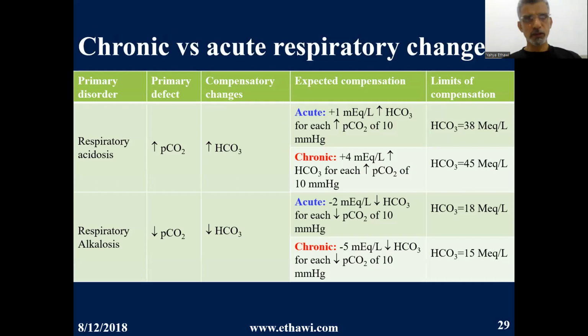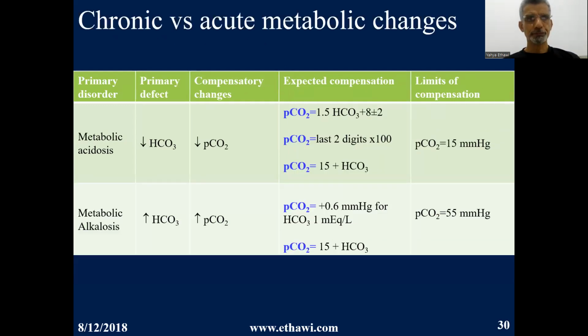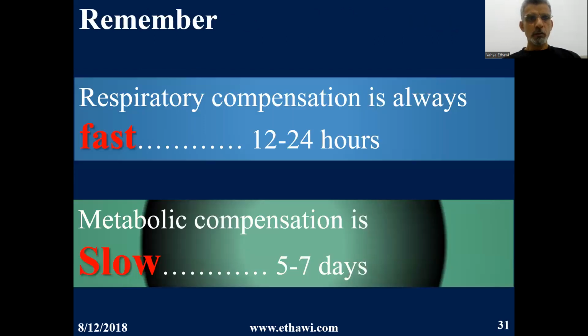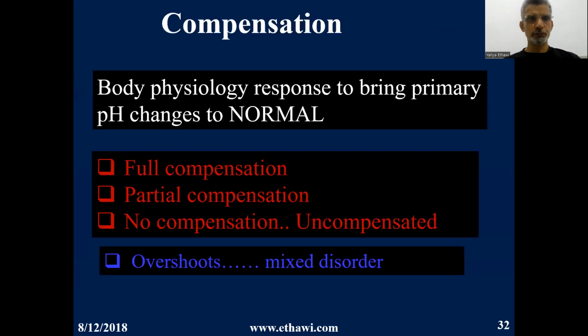And the compensation, I don't want to go into details. I don't think it's important. It's respiratory or metabolic, acidosis or alkalosis, and it's chronic or acute. You can pause and read this slide. I don't want to confuse you with this information right now. We can also know if it's chronic or acute, but I will not speak about it at this moment. We'll speak about it in the future. Remember, respiratory compensation is very fast and metabolic compensation is a little bit slow.